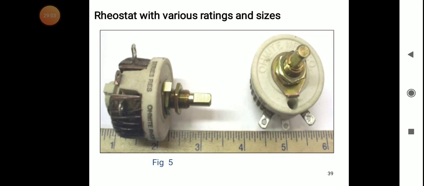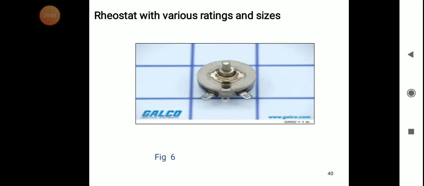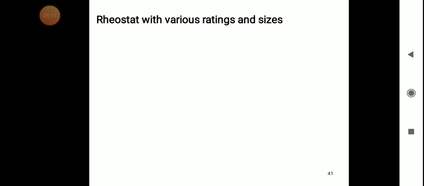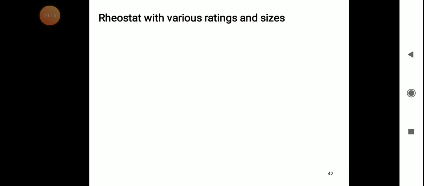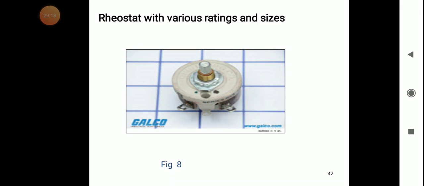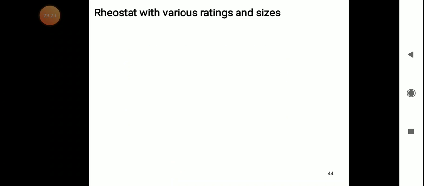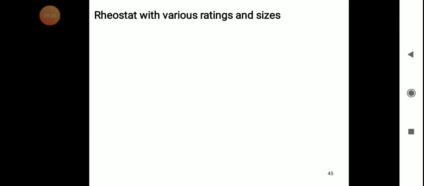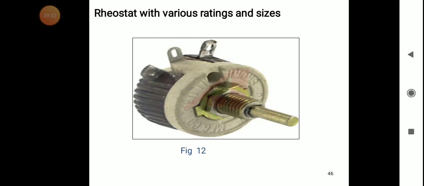You can see how the rheostats are. These are the different types and sizes of rheostats. This is one another type, you can see the diagram. This is another type. So many varieties are there.